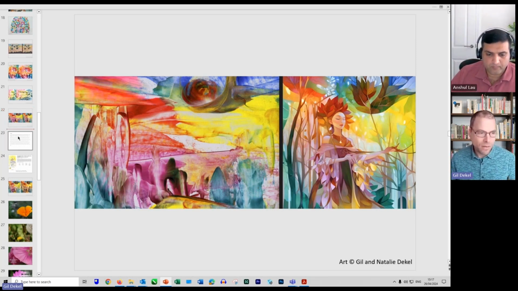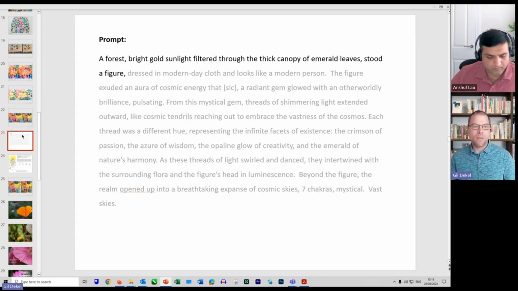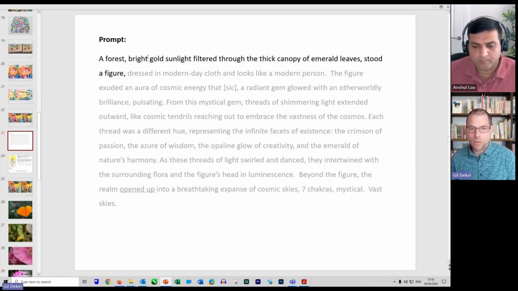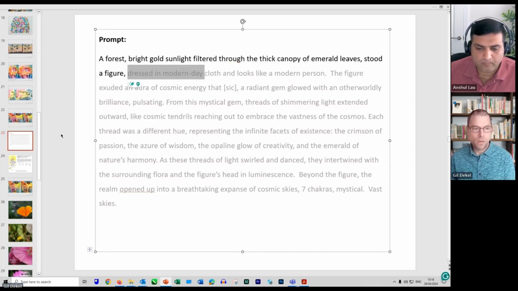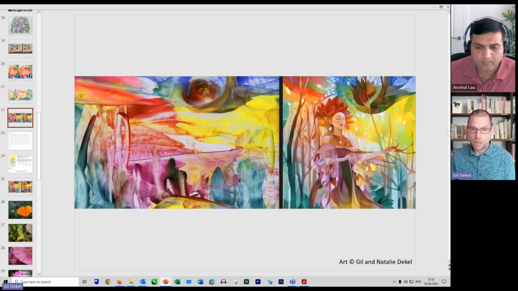For example, here is some text. As you can see, the prompt is very elaborate. It's been taken from one of our guided meditations: "Gold sunlight filters through a thick canopy of emerald leaves to the figure," and so forth. So that prompt with that image on the left has generated the AI image on the right.